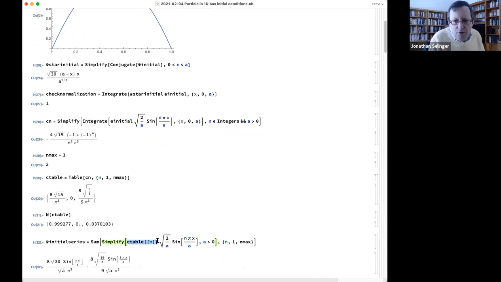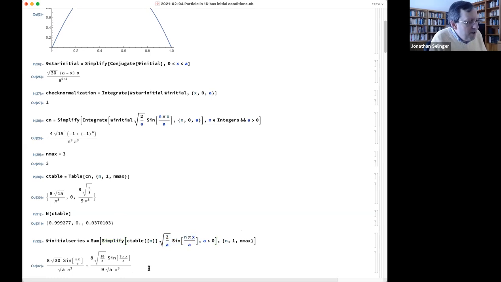So our Fourier series for the initial psi is a sum of the nth C coefficient times the nth time-independent solution. So Fourier is telling us that this is a good approximation. Well, Fourier is telling us that it is an approximation to our initial function.